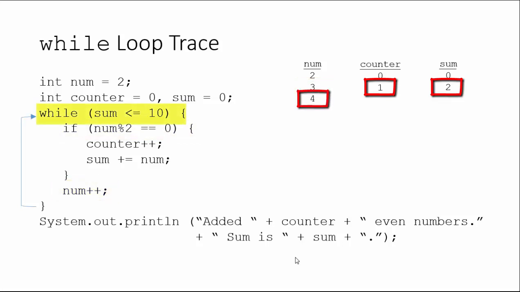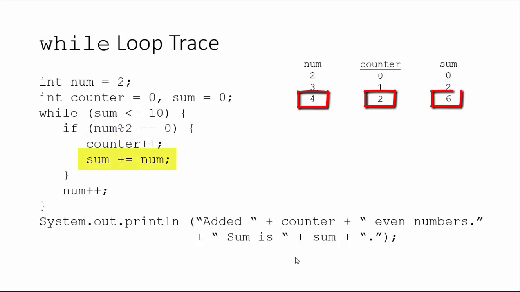I go back up and test my condition again. Is sum less than or equal to 10? Yes. Is 4 an even number? Yes. So I increment counter, and I'll add sum and num and store it back into sum. So sum plus num is 6, and I'll put the result back into sum.